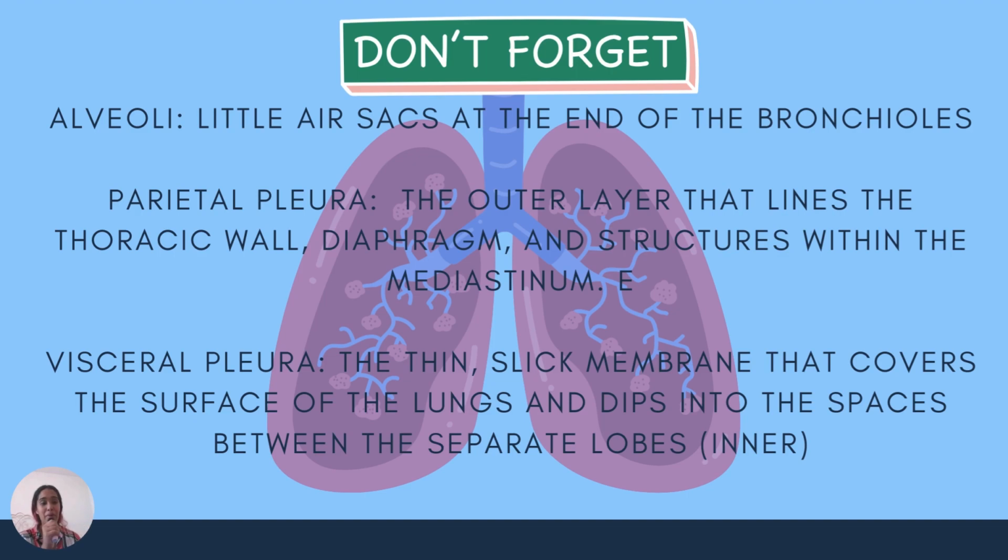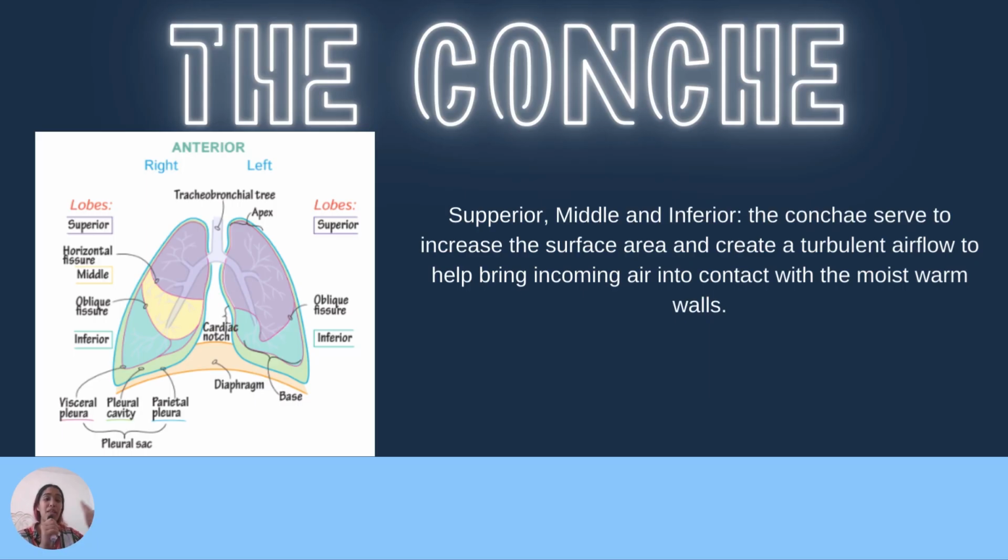Another way I like to remember the difference: the parietal, I think perimeter, I think fence. So if I remember the parietal pleura reminds me of perimeter, outer, the visceral pleura is naturally going to be inner, right? It's the inner thin, slick membrane that covers the surface of the lungs and dips into spaces between the separate lobes. The conchae give more surface area so that the air can flow and help bring incoming air in contact with the moist, warm walls. We have superior, middle, and inferior.